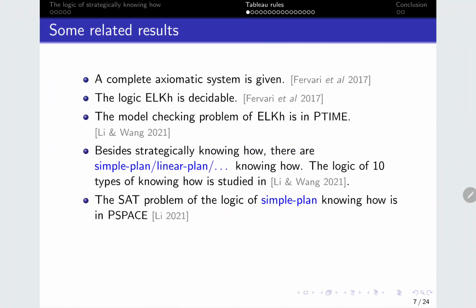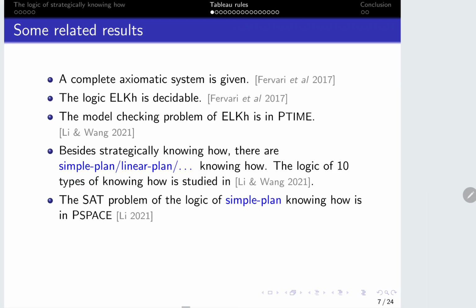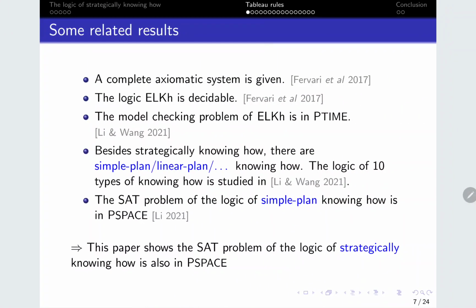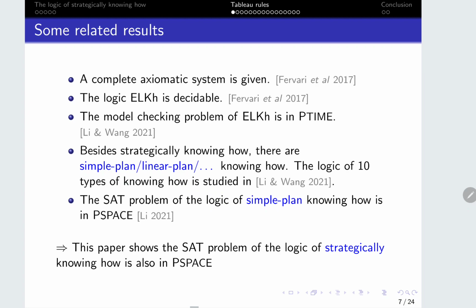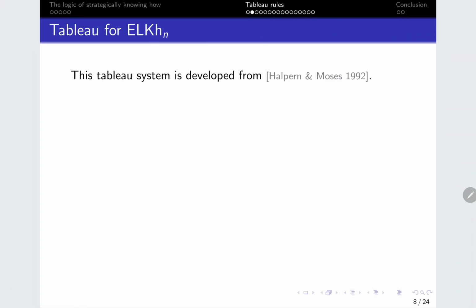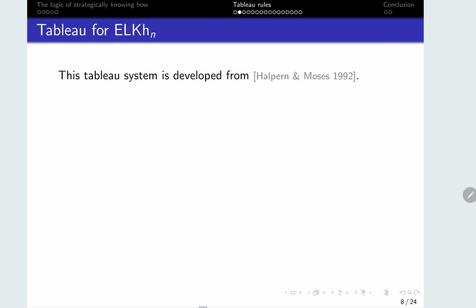So there are some related results, and we are not going into it. And the main result for this paper is we show that the satisfiability problem of this logic is in PSPACE. Okay, now we are going to see the Tableau rules for this logic, and the Tableau system in this paper is developed from the Tableau system presented in the paper by Halpern and Moses.